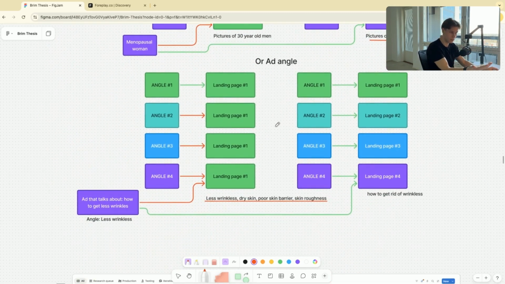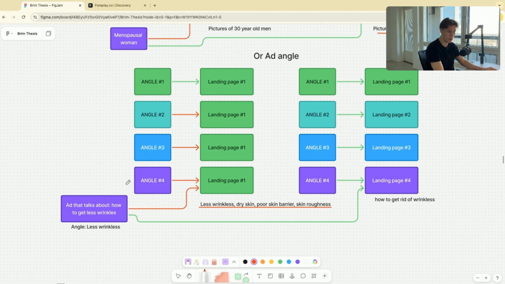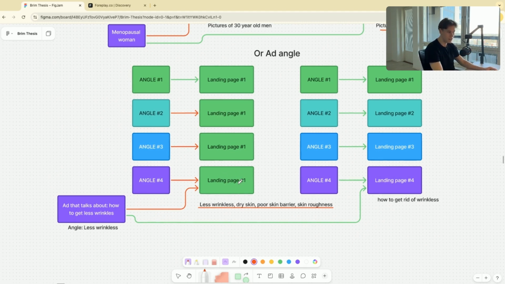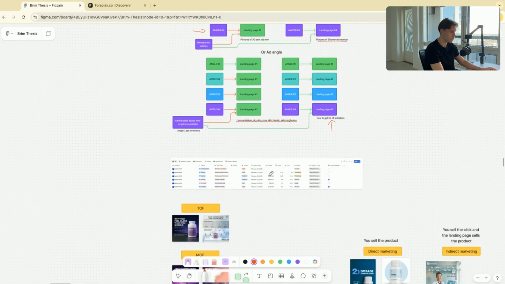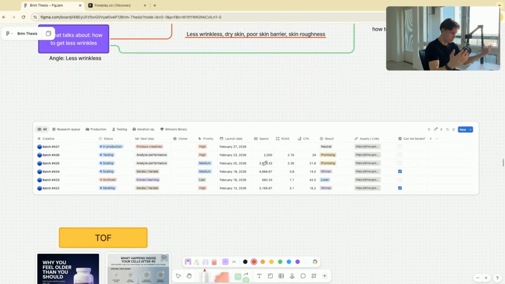Or angles. If this angle 4 talks about how to get fewer wrinkles, this landing page cannot talk about wrinkles, dry skin, poor skin barrier, or skin roughness. It needs to be 80% of the time talking about how to get rid of wrinkles, right? Because that is the reason why the consumer clicked on this ad, because she wants to get rid of wrinkles, right?